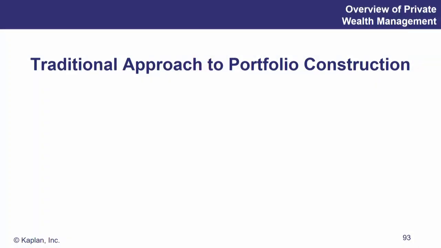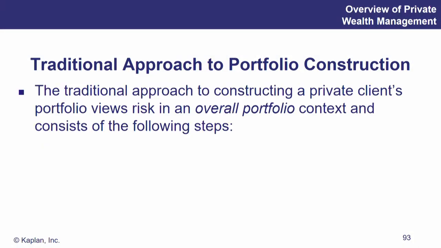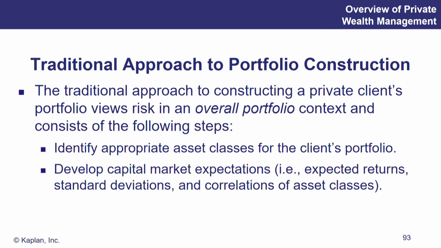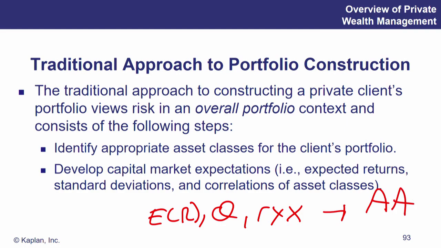Okay, so this is the traditional approach to portfolio construction. We're going to identify the asset classes. We're going to develop capital market expectations. What does that mean? We're going to come up with expected returns. We're going to come up with standard deviations. We're going to come up with correlations. We're going to put all those into a mean variance optimization. It's going to spit out this wonderful asset allocation for us.